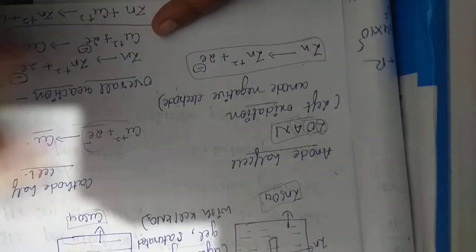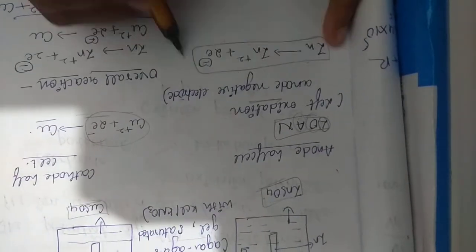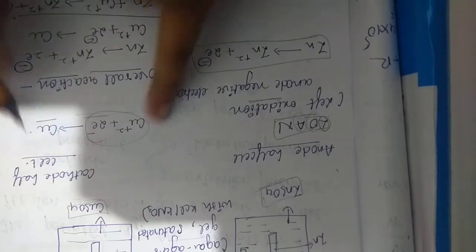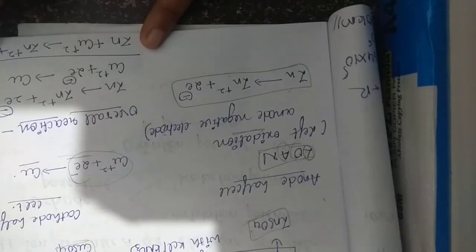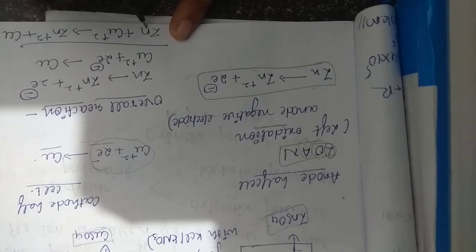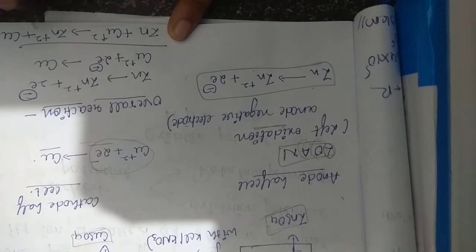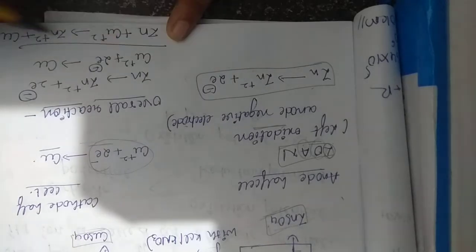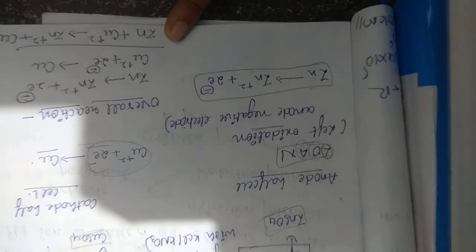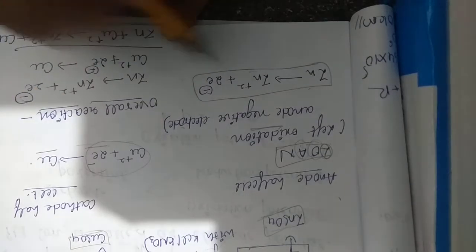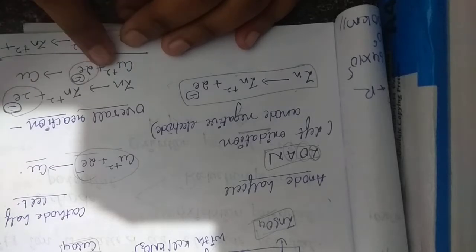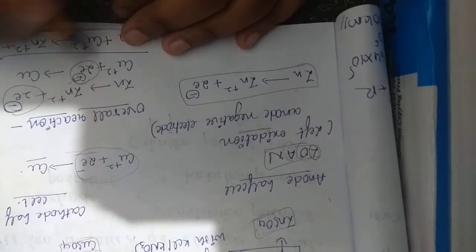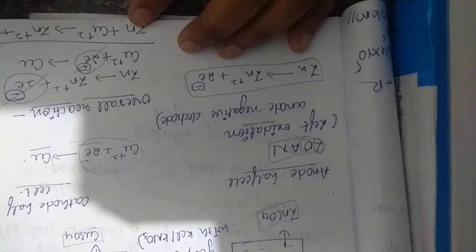Now the overall reaction. Let's combine this left anode reaction and this right cathode reaction to make the overall reaction, which we get in this form: Zn plus Cu2+ gives rise to Zn2+ plus Cu. When you add two equations, if the same things appear on opposite sides, they get cancelled. So we get the complete equation this way.